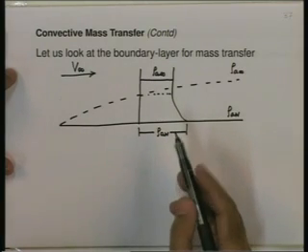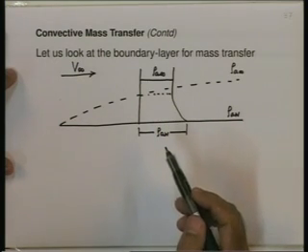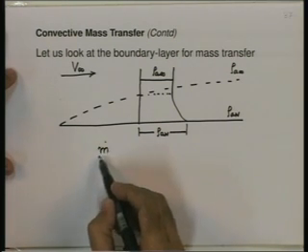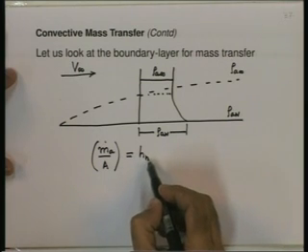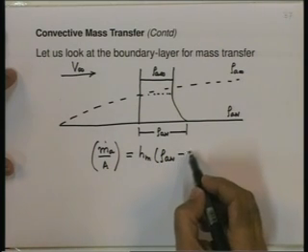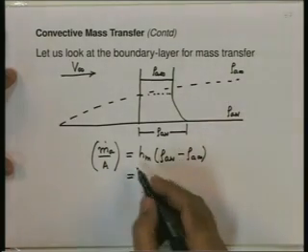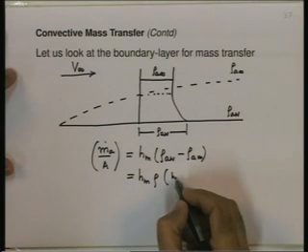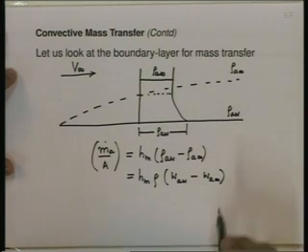Our aim is to write down the appropriate relations and obtain a relationship for HM, so that we can get finally, using this expression, HM into rho AW minus rho A infinity, or assuming rho to be uniform in the boundary layer, HM into rho into W A at the wall minus mass fraction of A in the free stream.